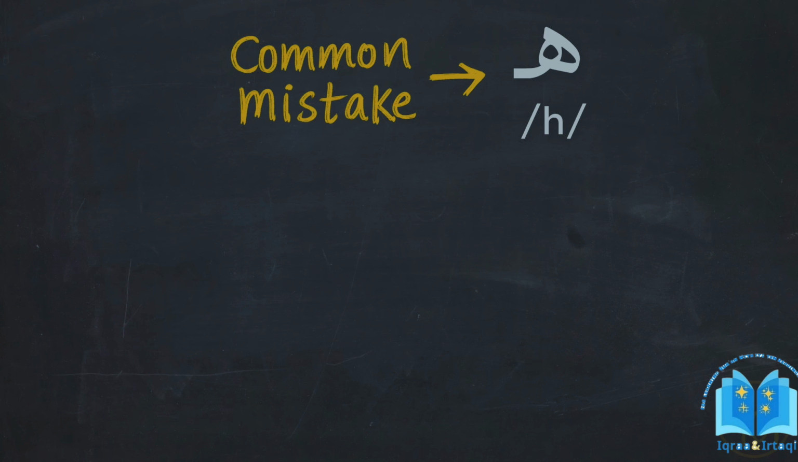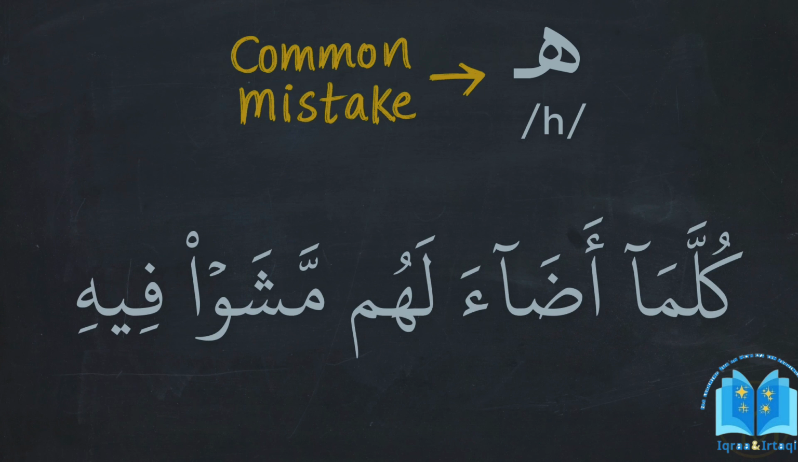Another mistake is when ha comes at the end of a word that you are stopping at, especially after a mad letter. The common mistake would then be not pronouncing the ha clearly enough because of not pushing enough air out to make the sound audible enough.